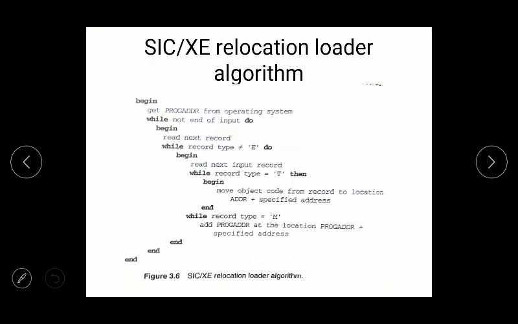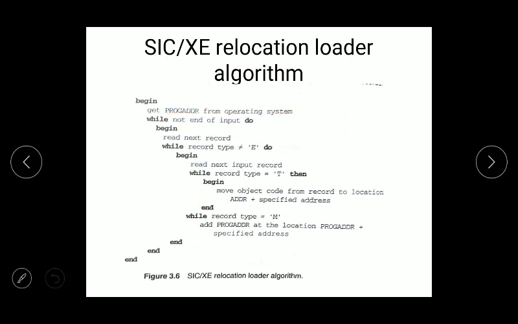Okay, this is the algorithm, the SIC/XE relocation loader algorithm. The modification record method is applicable for SIC/XE, and this is its algorithm. Get the program address from the operating system. That is the actual address where the program is to be loaded. So get it from the operating system. While not end of the input, what we have to do? Read the next record. If that record type is not equal to E, repeat the process till we get the end record. For all the text records, we have to repeat this procedure.